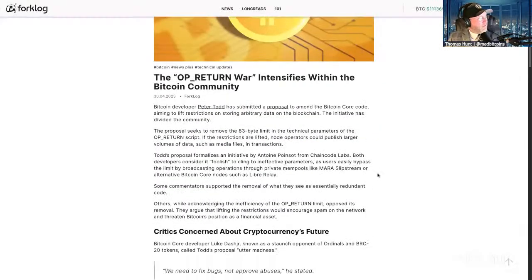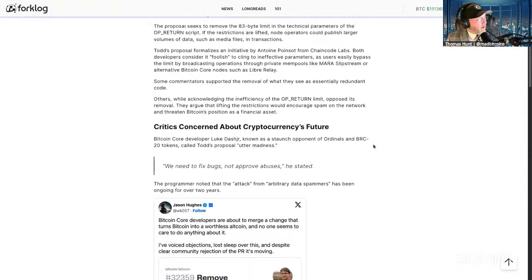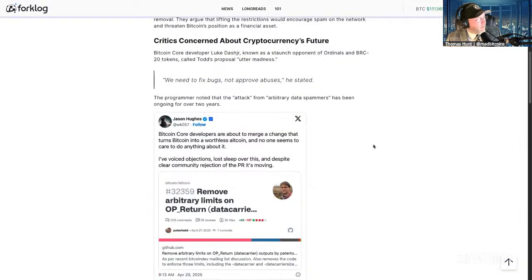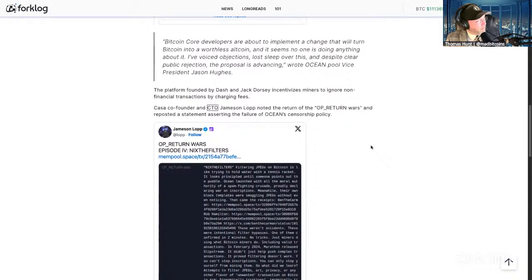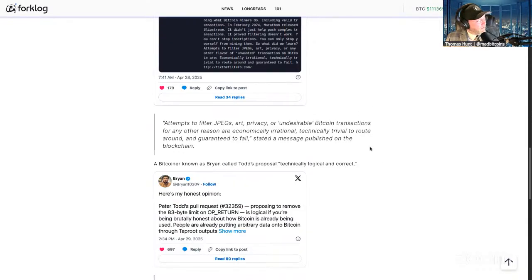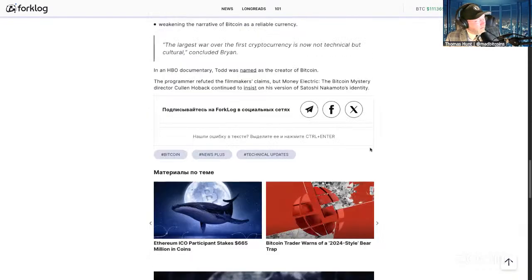It just seems like by reading Peter Todd's arguments here from this article, it says the OP_RETURN war intensifies. It seems what they're mainly talking about is the trouble with people creating NFTs, whether they're ordinals or I forget the other kind, and trying to cram them into the Bitcoin blockchain. This would allow people to just directly create them. They could insert the code into the blockchain. It seems like, other than the moral argument, I'm not sure what else there is to this.